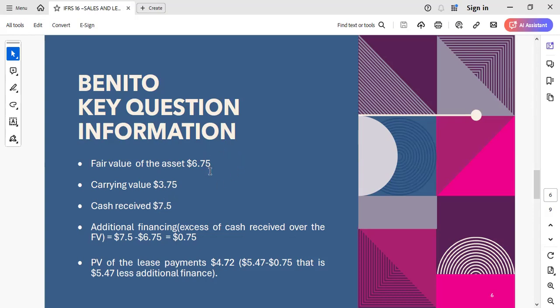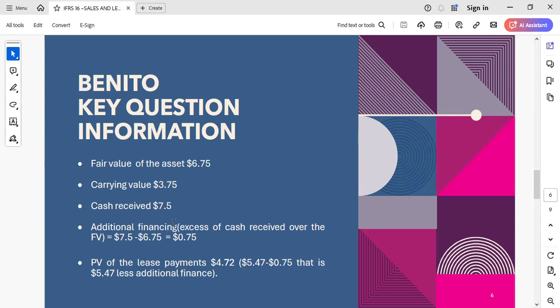What if the cash received is lower than the fair value? Meaning we treat it as if you made an advance payment to the buyer lessor. But in this case, this illustration shows that we have received an additional cash. So the additional cash in excess of the fair value is like a finance or additional loan that you received. So how do we treat it?